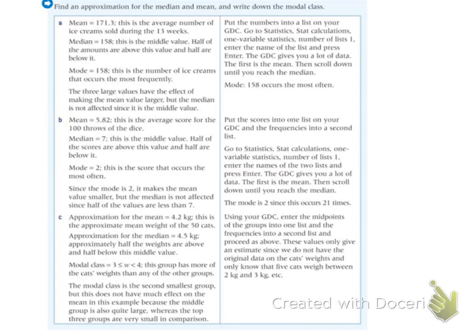Now, I did see a question come up earlier, because I'm kind of running behind here, about the modal class. The modal class right here. It says that the modal class equals the 3 to 4 group. This group has more of the cats' weights than any other group. The modal class is the second smallest group, but this does not have much effect on the mean of the example, because the middle group is also quite large, whereas the top 3 groups are very small in comparison.